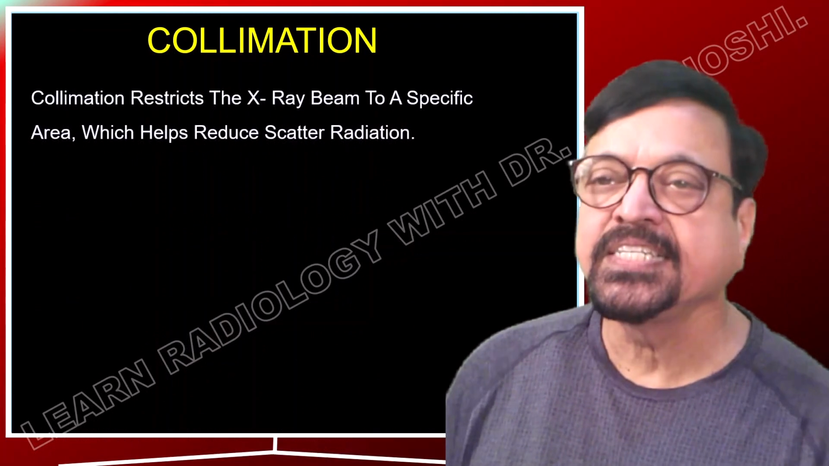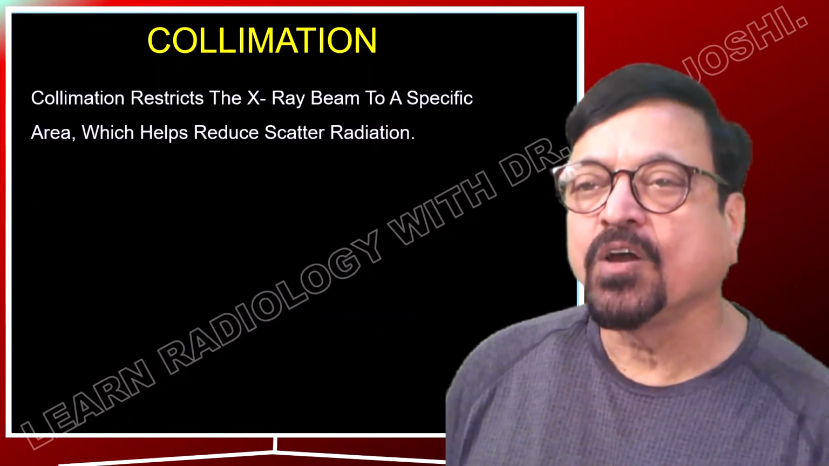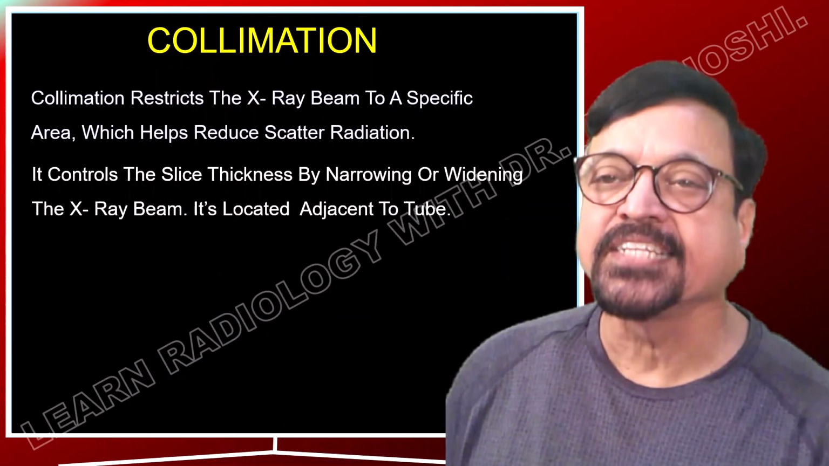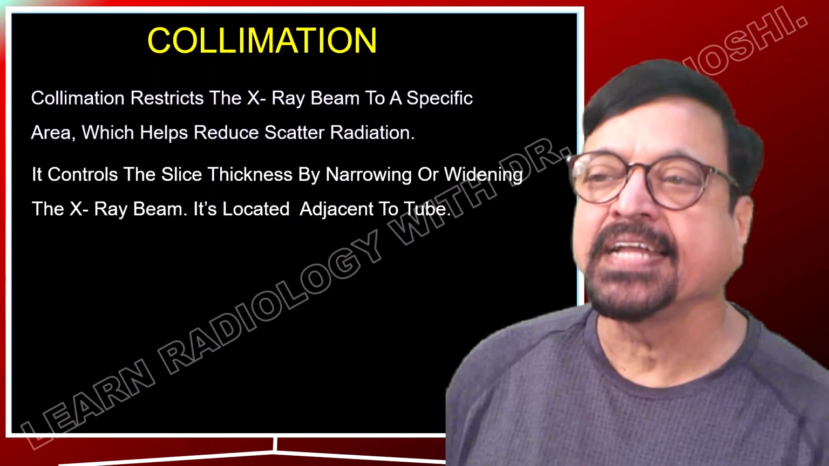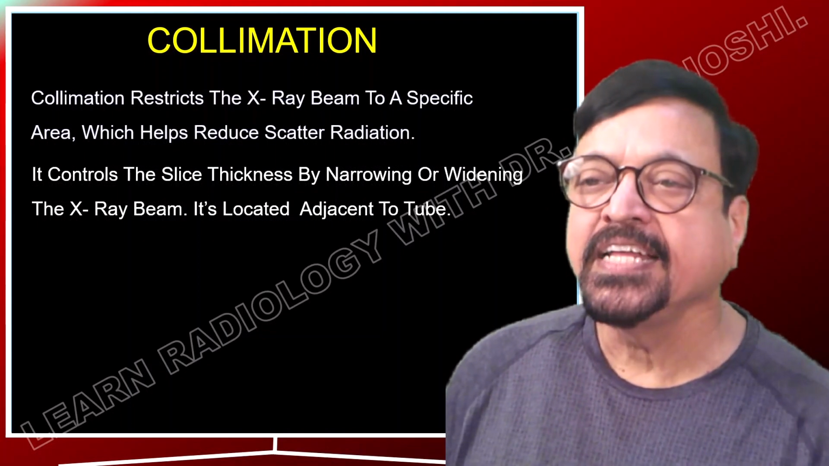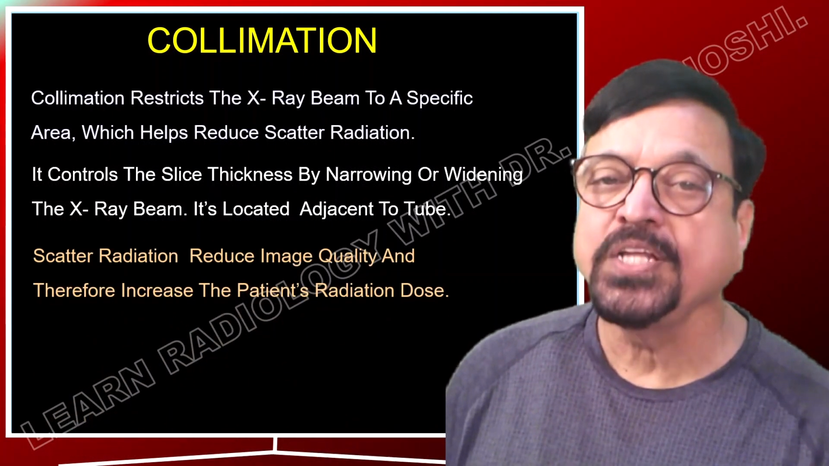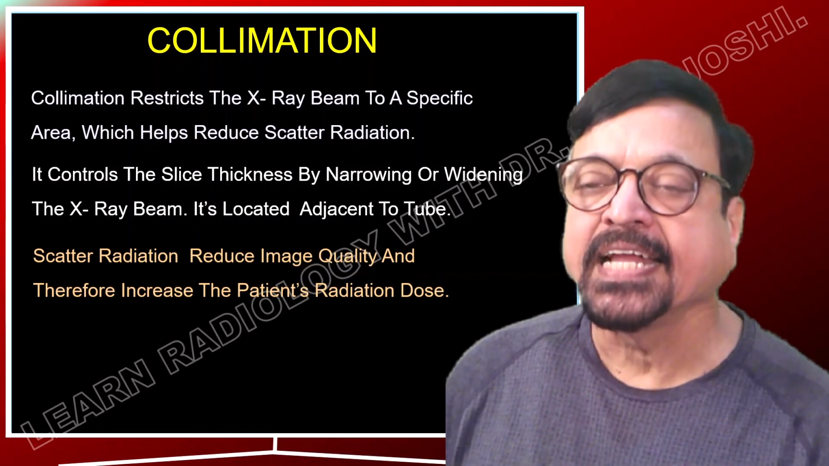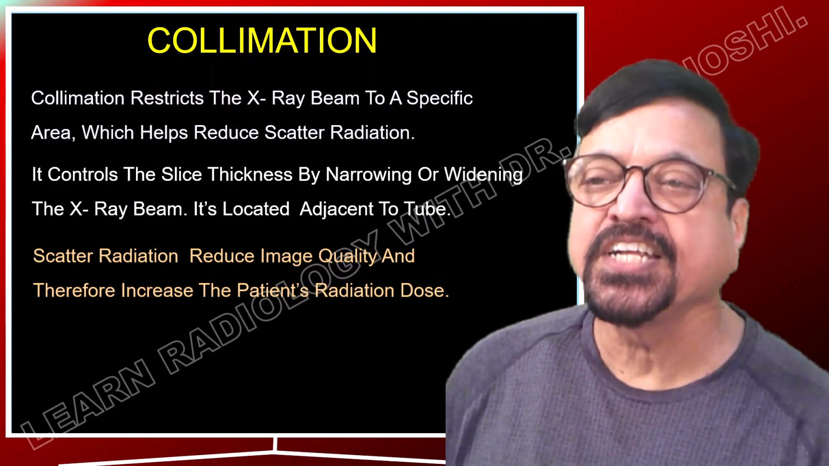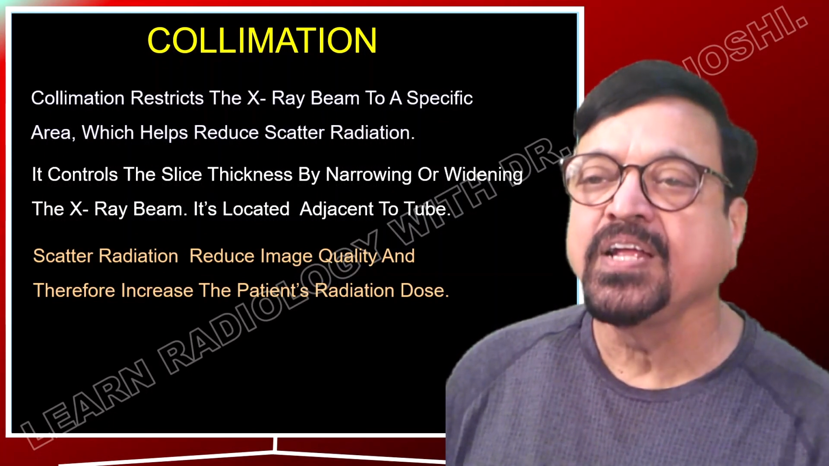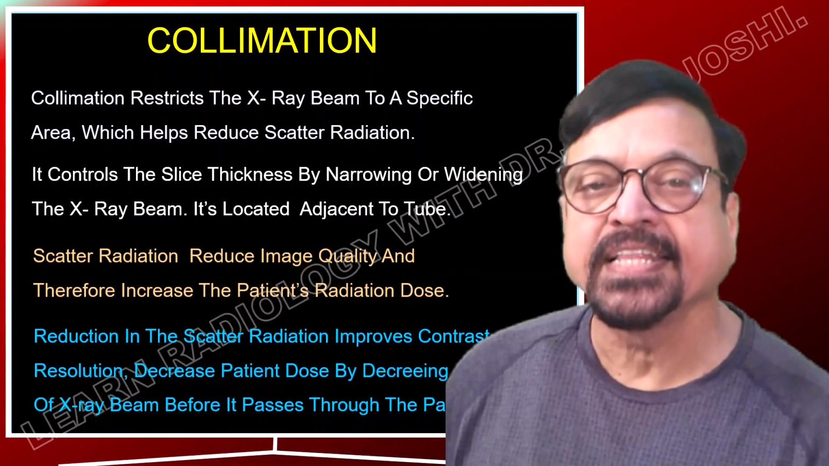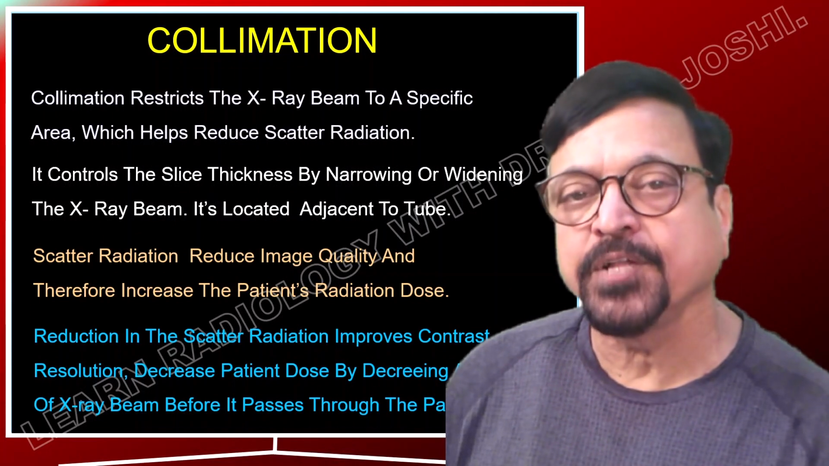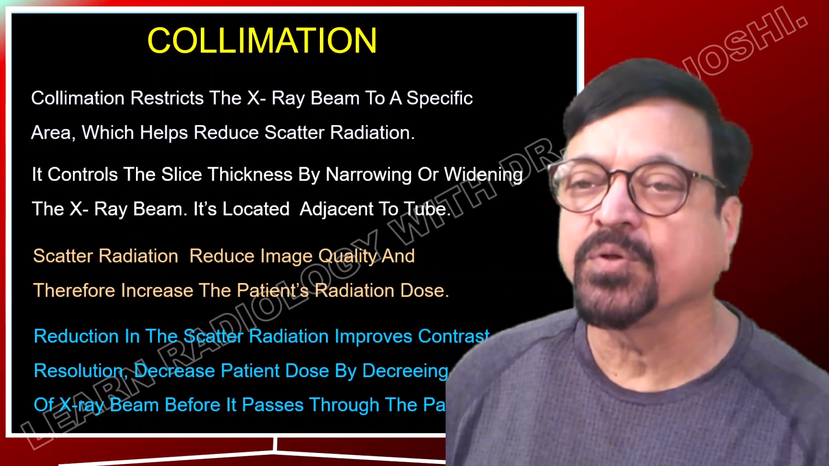Now collimation restricts the X-ray beam to a specific area, which helps to reduce scattered radiation. It controls the slice thickness by narrowing or widening the X-ray beam. It is located adjacent to the tube. Its role is also to produce a streamlined beam of the required thickness. Scattered radiation reduces image quality and therefore increases the patient's radiation dose. The patient is unnecessarily receiving more radiation, and that radiation is not contributing to the image. So what's the use of it? It is better to cut it off.